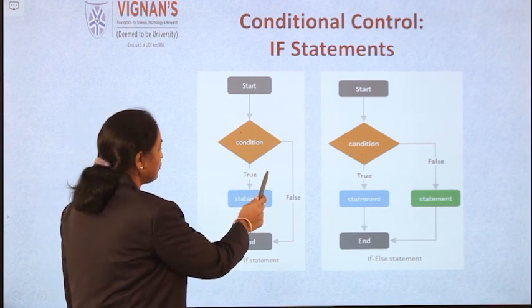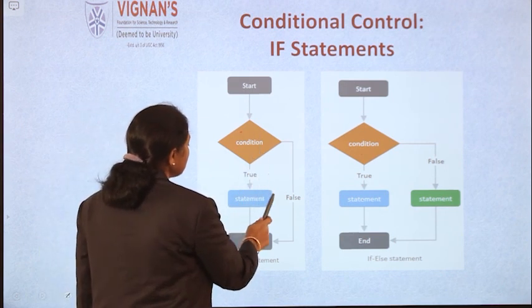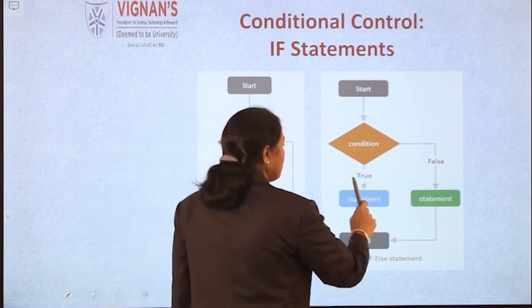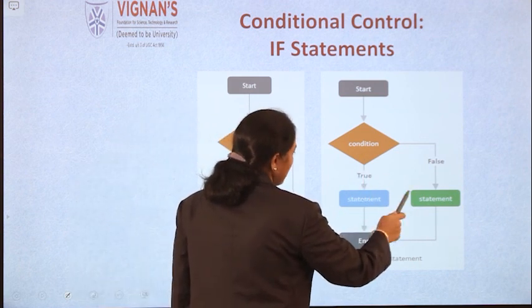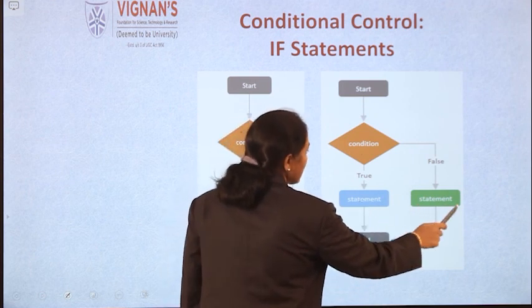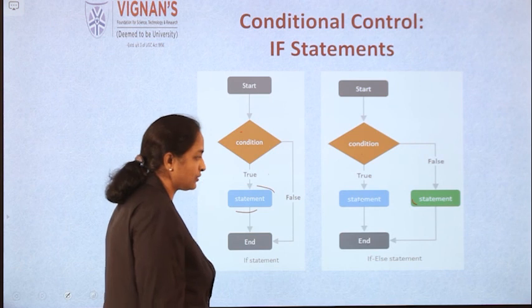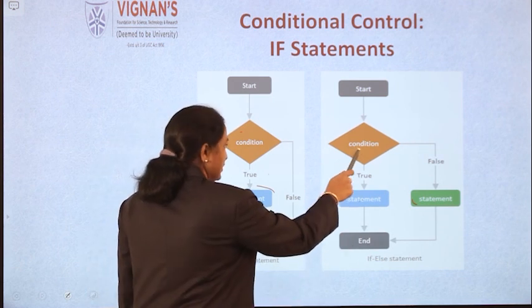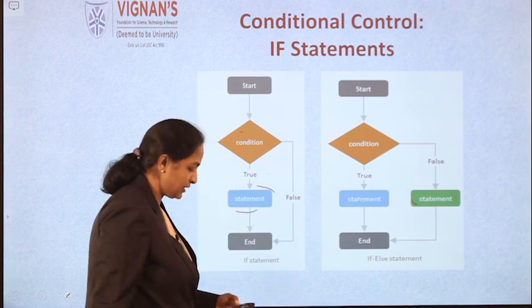See, this is the simple if. If the condition is true, you simply execute and end. Whereas here, both conditions are possible. True means you execute one set, false means you execute another set. Then you come to the end. In if else if, this should be repeated.